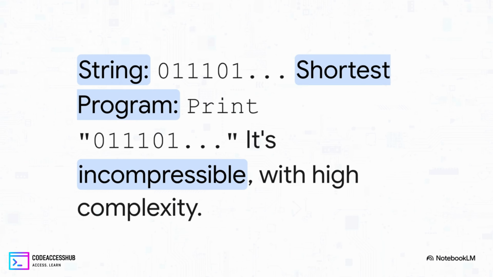But what about our random string, the one that looked like coin flips? Is there a clever shortcut, a simple loop? Nope, there's nothing. The shortest possible program to create that string is basically just the string itself. You literally have to write print this exact long, messy string. The description is just as long as the thing you're describing. It's incompressible. And that is our formal mathematical definition of what it means to be random.